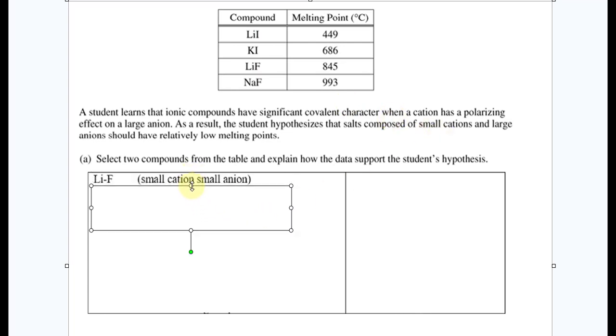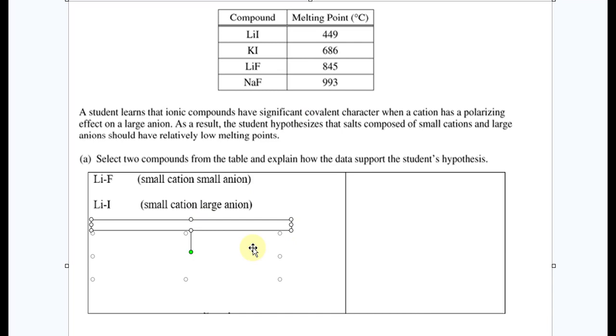We pick lithium fluoride, small cation, small anion. That's what they were testing. They were testing to see if you knew about the sizes of atoms. Lithium iodide, small cation, large anion. Now the hypothesis is that this small cation, large anion, should have a low melting temperature. Guess what they gave us?